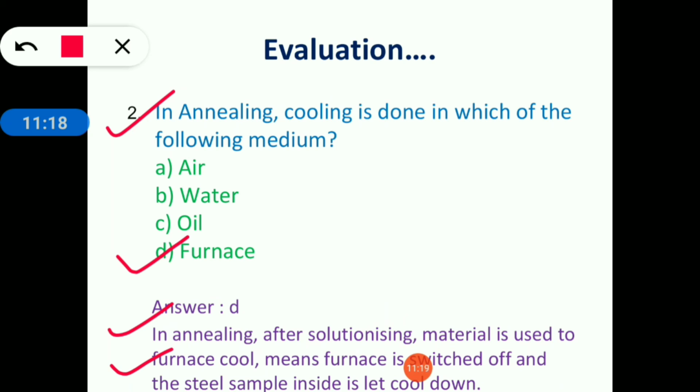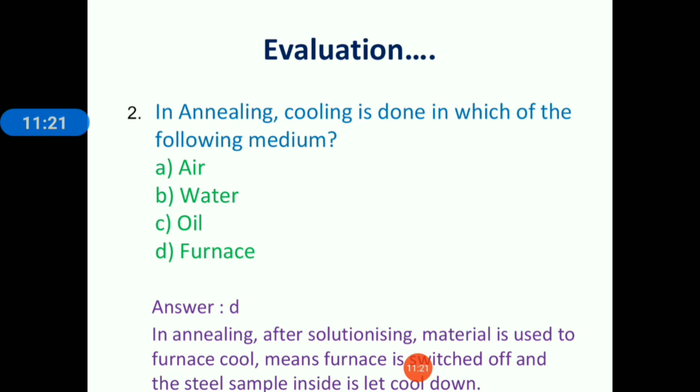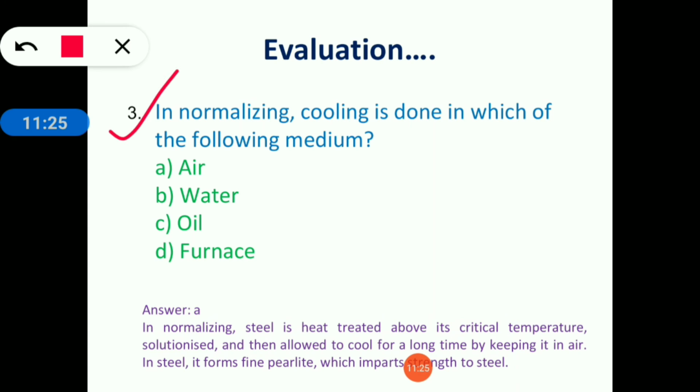This is called annealing. So in annealing, cooling is done in the furnace. In normalizing, cooling is done in which of the following media? The answer is A, air. Air is the medium in which your substance will cool down. That process is known as normalizing.